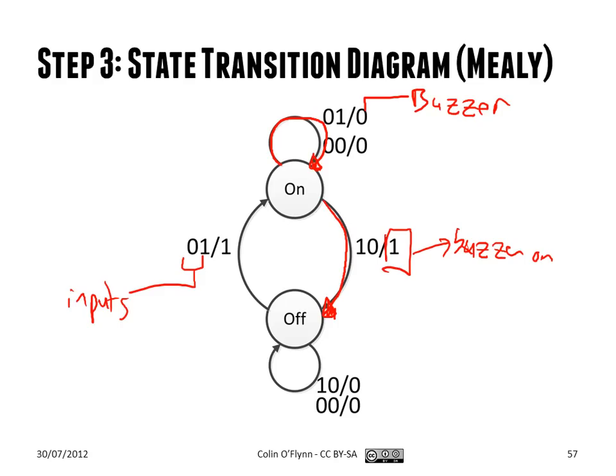So you can see that the output of the buzzer depends on the current state and the inputs. If you press the on button, the buzzer only goes if you're already in the off state. It's not always when you press a button the buzzer goes.